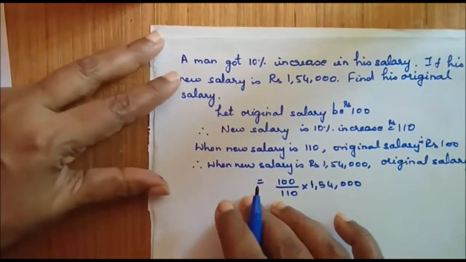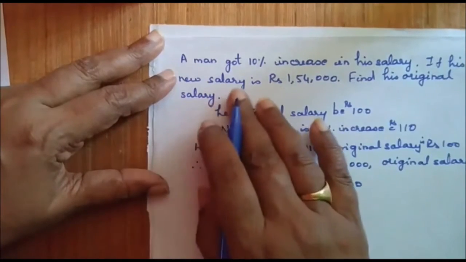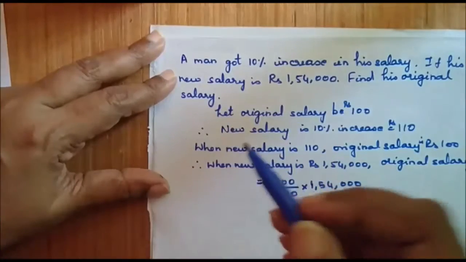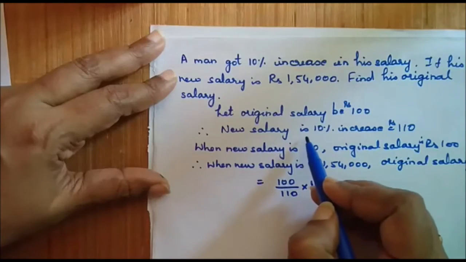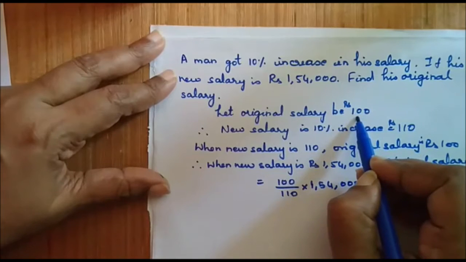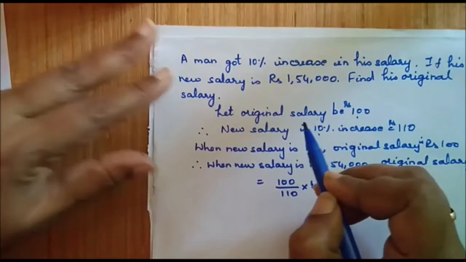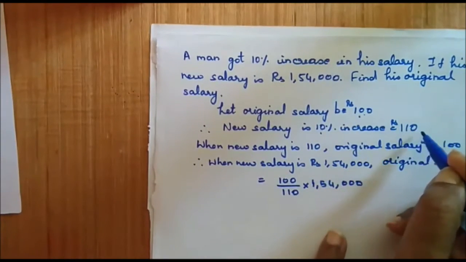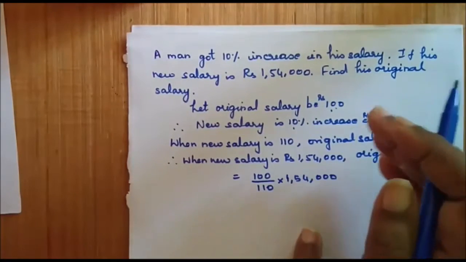Now a man got a 10% increase in his salary. If his new salary is 1,54,000, find his original salary. Now let the original salary be rupees 100. The new salary is a 10% increase. So when the original salary is 100, if it is a 10% increase, it means 10% of 100 is 10 rupees. So I will add it to 10. So 110 will be my new salary. I hope you understood this statement.